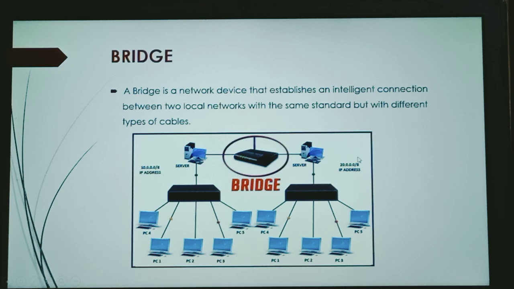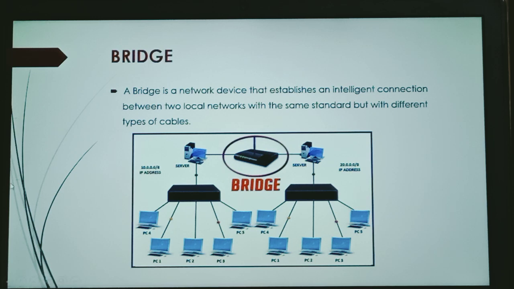Next is a bridge. A bridge is a network device that establishes an intelligent connection between two local networks with the same standards but with different types of cables. See children, all of us know if we see a bridge, suppose a railway bridge, it connects two parts of the station. From one side we are going and from the other side we are coming out. Same thing, a bridge is connecting two networks.